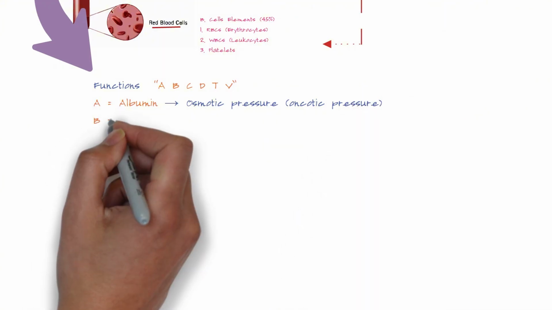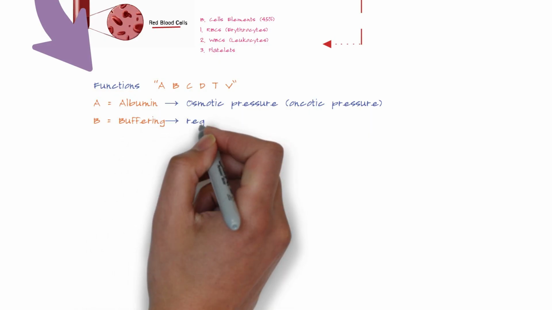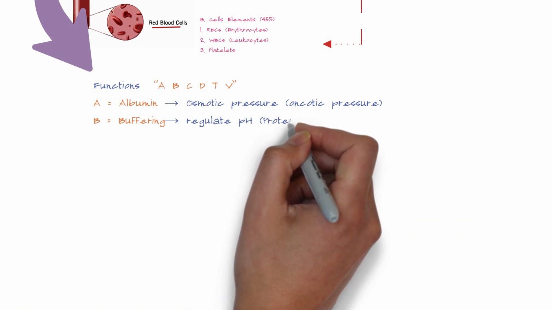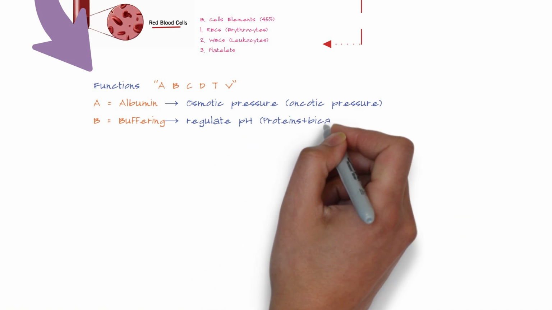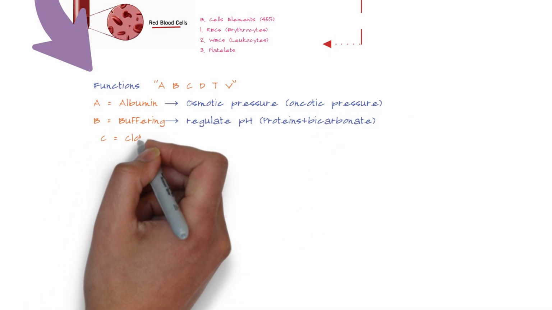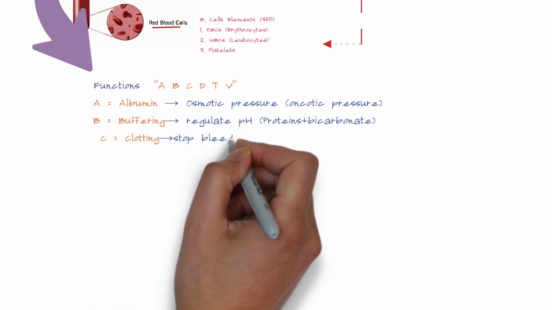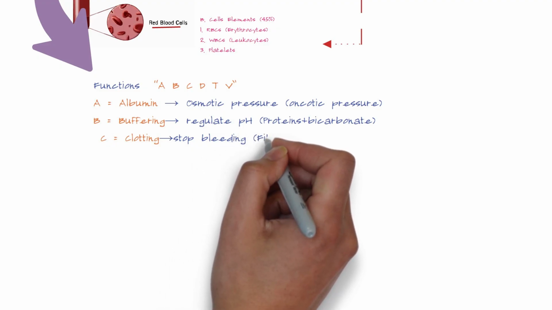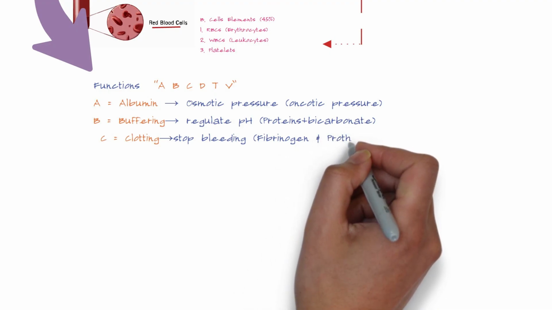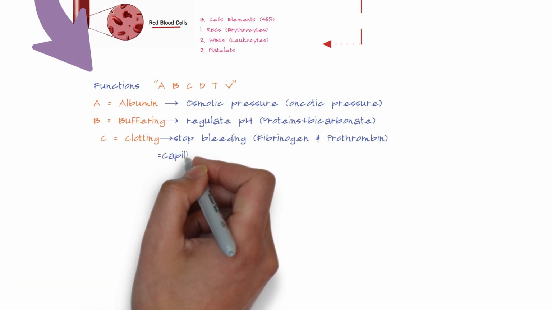Second, B, buffering. Plasma proteins contribute to the buffering and maintaining of the blood pH, in addition to the bicarbonate system. C stands for clotting and capillary function. Regarding clotting, plasma proteins such as fibrinogen and prothrombin play a central role in hemostasis, helping stop the bleeding, as we are going to discuss in the coming videos. And second, the capillary function. Plasma proteins, especially albumin, regulate capillary permeability and fluid exchange.